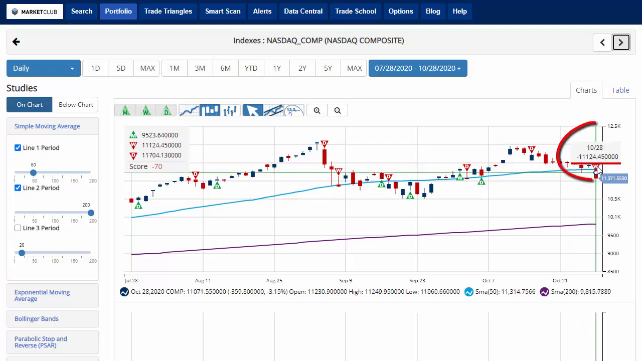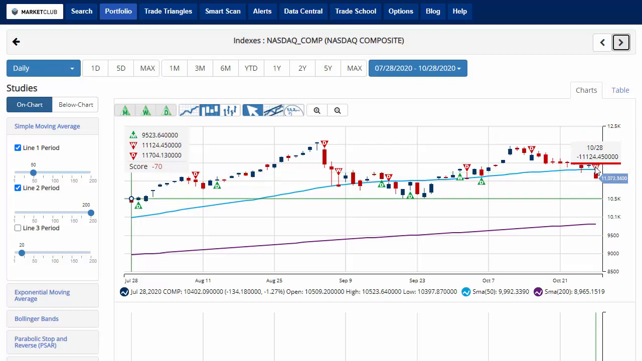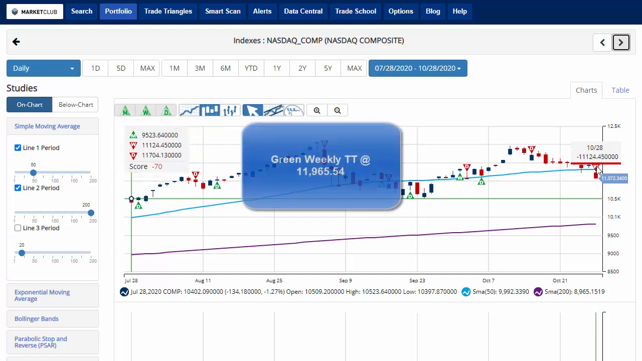NASDAQ, like the S&P 500, dipping below its 50-day moving average today, issuing a red weekly trade triangle at 11,124.45, down 3.15% on the day right now, trading just above 11,000, 11,072.34. With a chart analysis score -70, indicating that we are now in a sidelines position for the NASDAQ. Key level to watch should be 11,965.54. A move above that level would issue a green weekly trade triangle, indicating a move back to a long position for the NASDAQ.